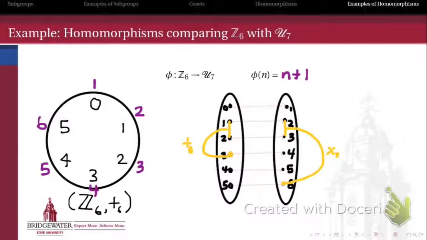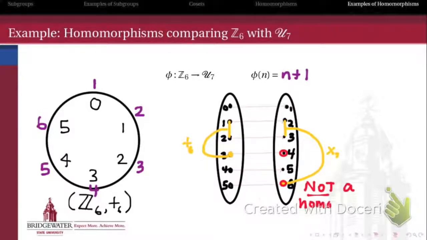But notice that 3 in the domain doesn't go to the same place as the composition of 2 and 3 does in the codomain. In other words, 3 goes to 4 when it should go to 6 if this was a homomorphism.